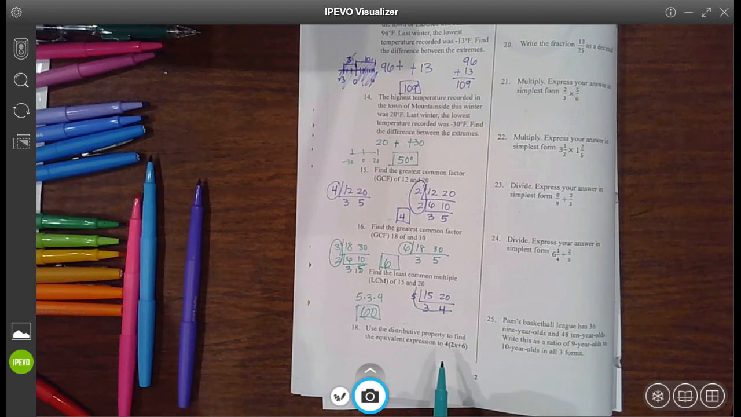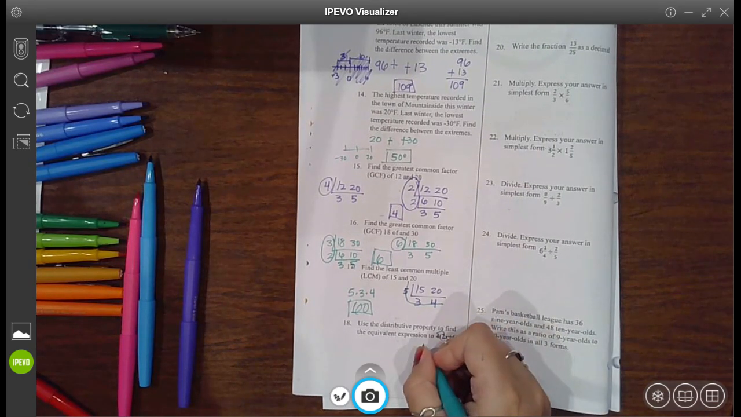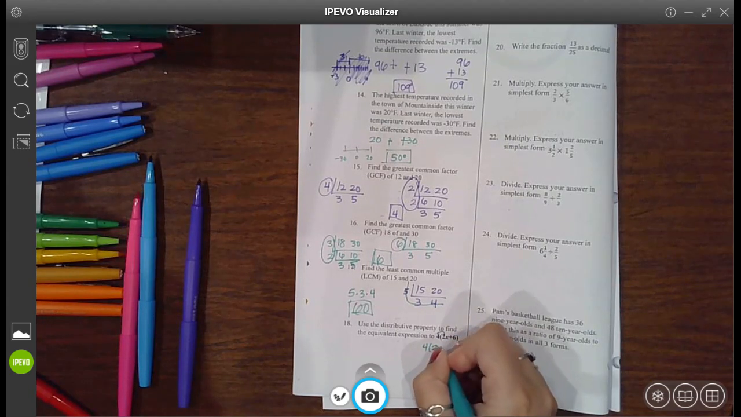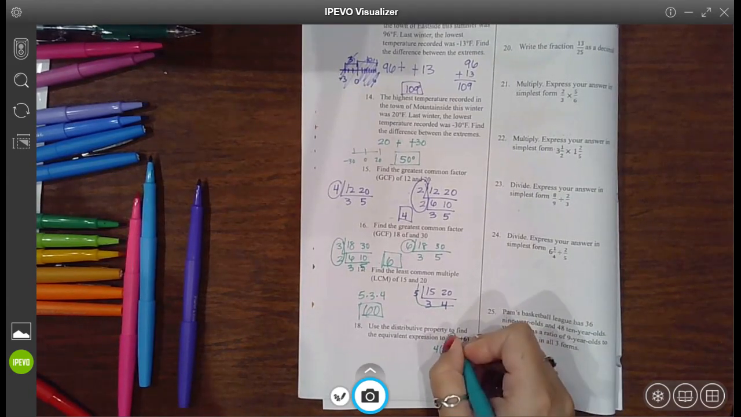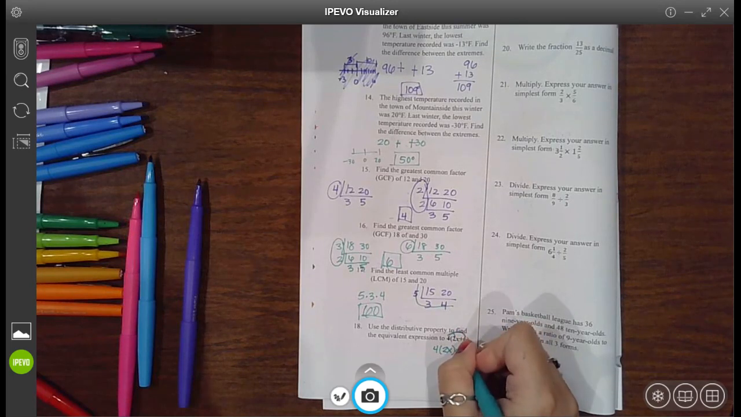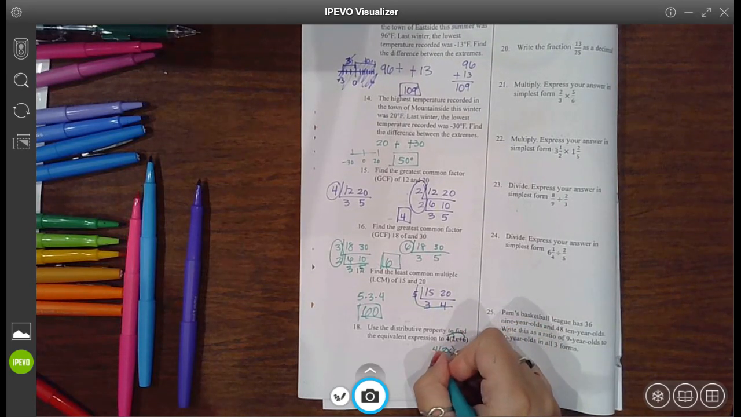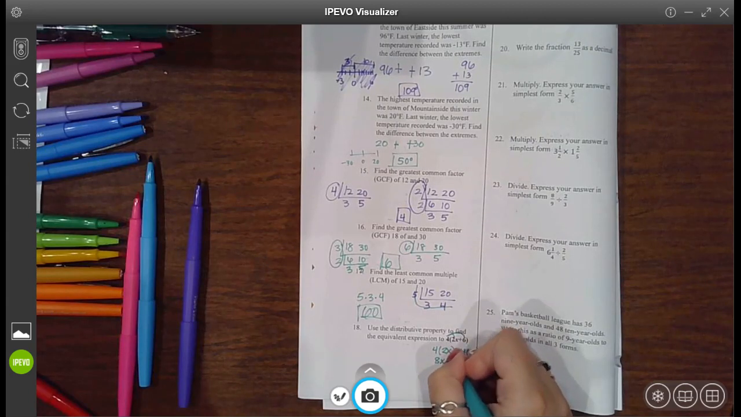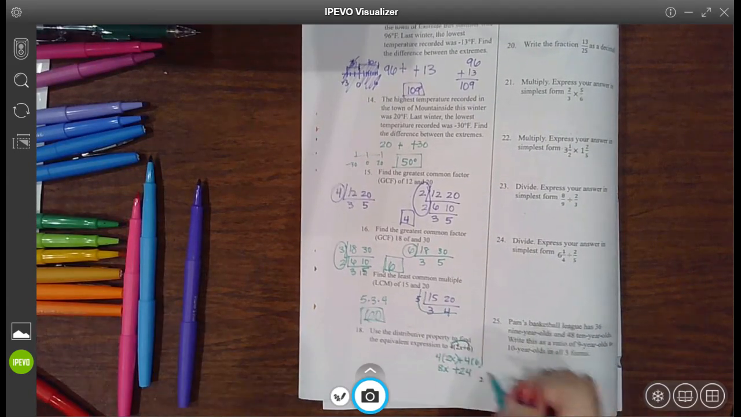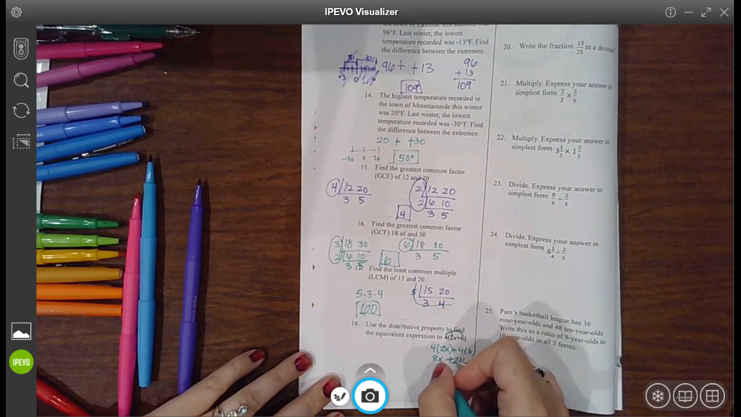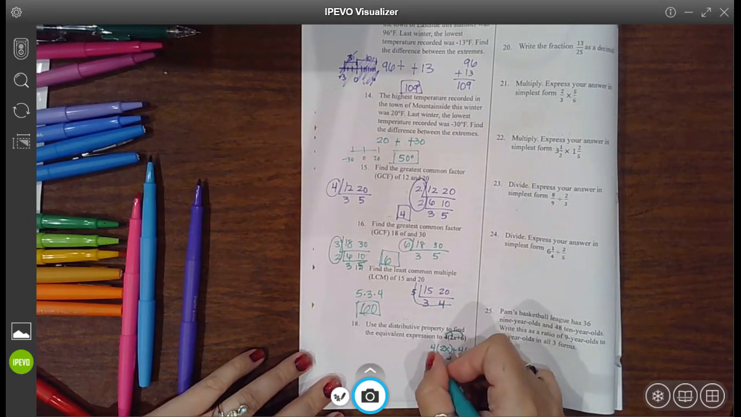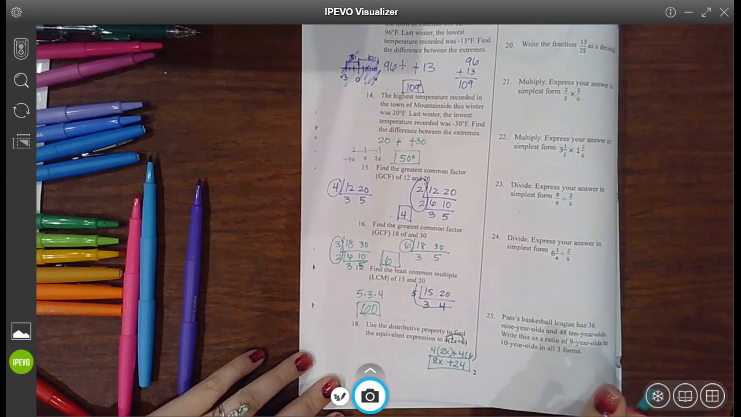All right, use the distributive property to find the equivalent expression. So multiply 4 times 2x, bring down your plus sign, and then distribute that 4 to the 6 as well. Well, 4 times 2x is 8x, plus 4 times 6 is 24. I can't combine the 8x and the 24 because they're not like terms, so I just keep it as 8x plus 24.